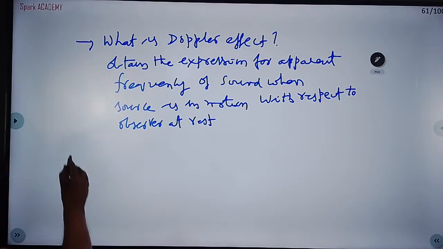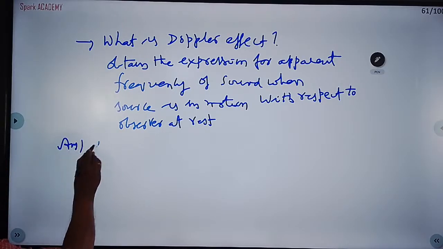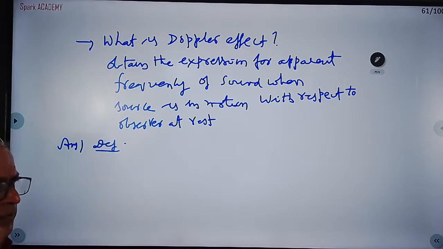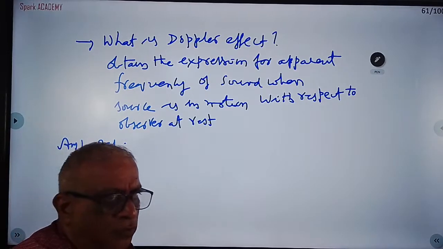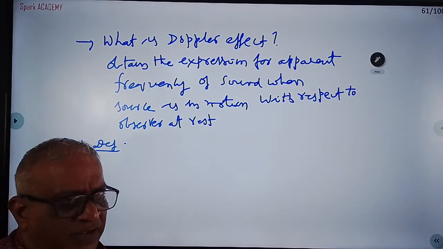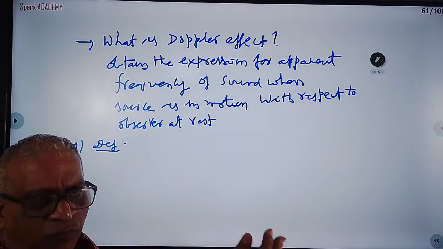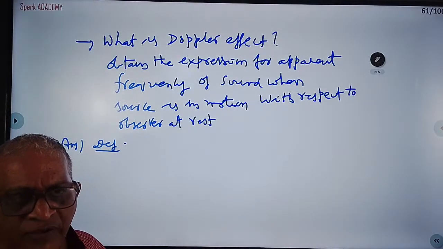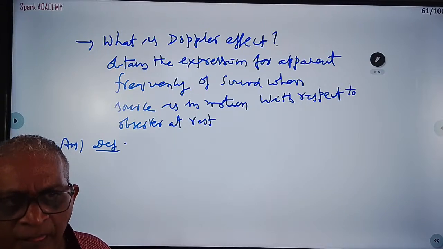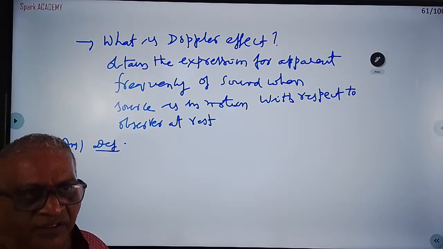Doppler effect. What is Doppler effect? Answer, definition. A train is coming towards the platform, and there is a passenger at rest on the platform. The source is in motion, coming towards the platform, so the apparent frequency increases. When the same train recedes away while whistling, the frequency decreases.